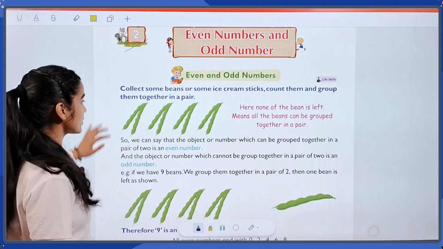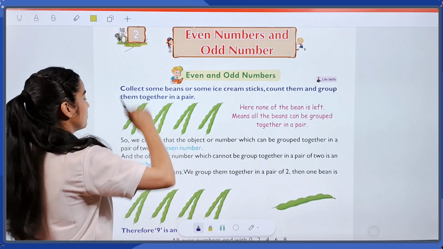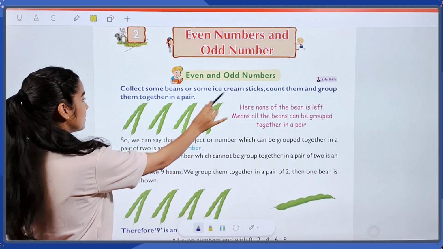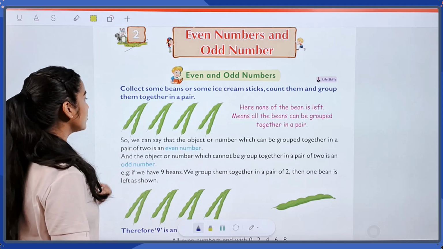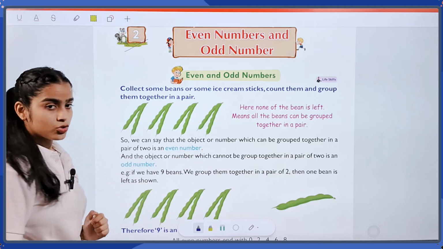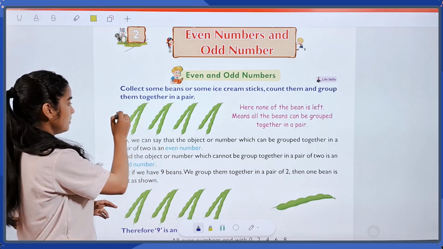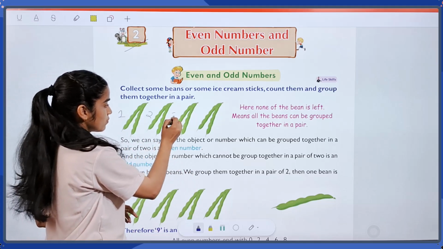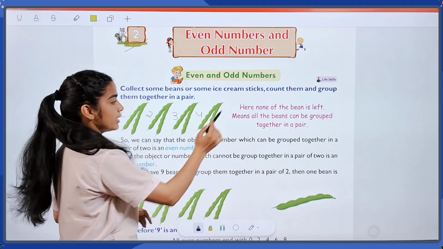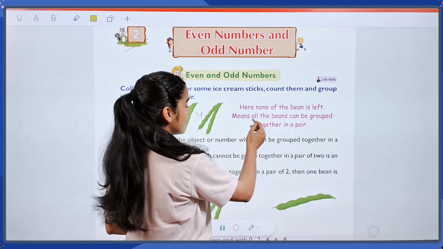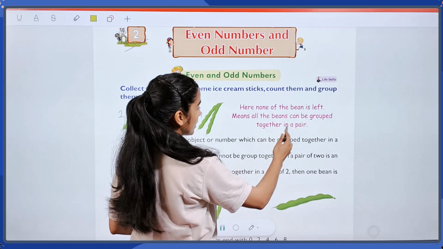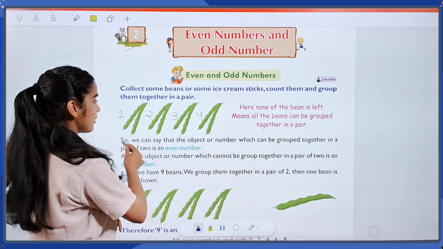Okay, so first of all, even and odd numbers. Collect some beans or some ice cream sticks, count them and group them together in pairs. What we have to do first is count how many beans we have. 1, 2, 3, and 4. Here, none of the beans is left, which means all the beans can be grouped together in pairs. We have a total of 4 beans.